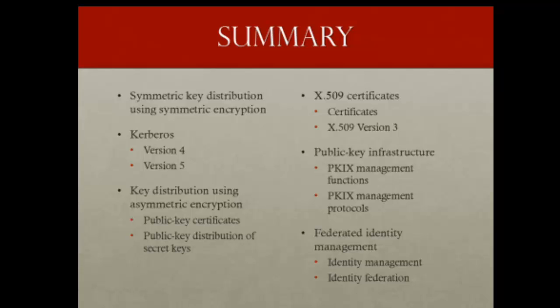So we talked about the symmetric key distribution using symmetric encryption. We talked about Kerberos and the different versions and why we need version 5. We then talked about key distribution using asymmetric encryption and that it has some advantages over doing key distribution with symmetric. We talked about the X.509 certificates, which are extremely popular, their features and functionality. We talked about the version 3. And then we talked about public key infrastructures. And then we tied it all together with federated identity management.